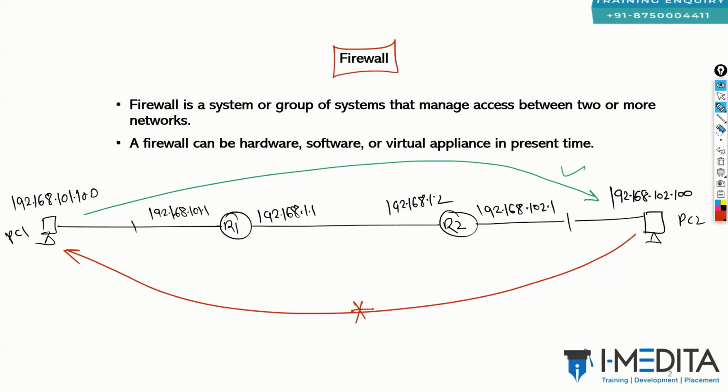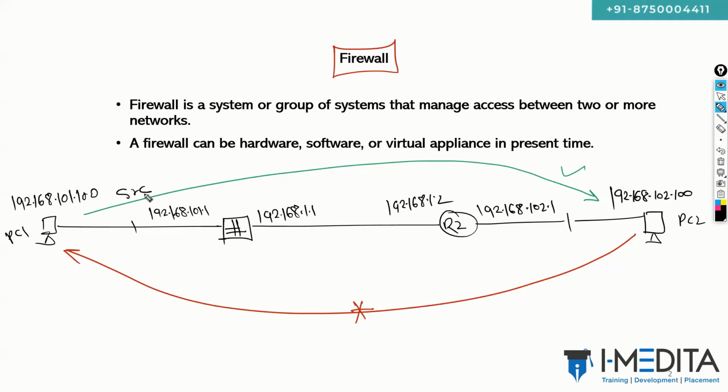The question is where we will deploy the firewall. We will deploy the firewall at the place of the router. At the place of the router, we will deploy the firewall here. And at this firewall, we will define the policy or rule here. The rule we will define like this.